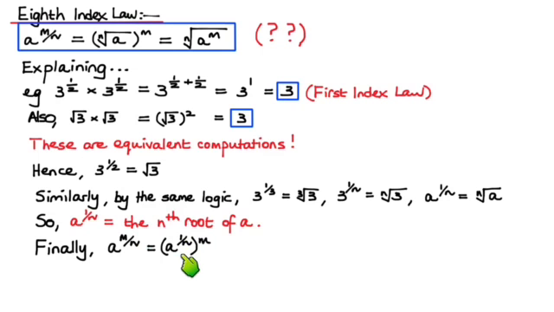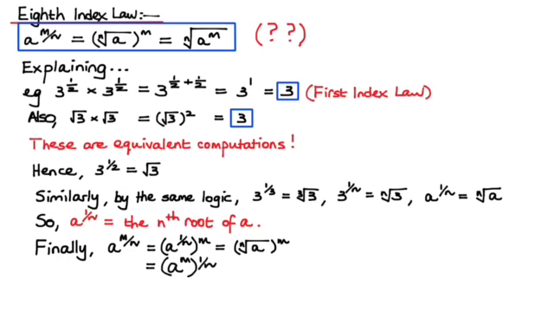But if I take what's inside the bracket here, that is now, according to our new understanding, the nth root of a. So we can say it's the nth root of a raised to the power m. Alright? So that's the first way of interpreting a to the m over n.